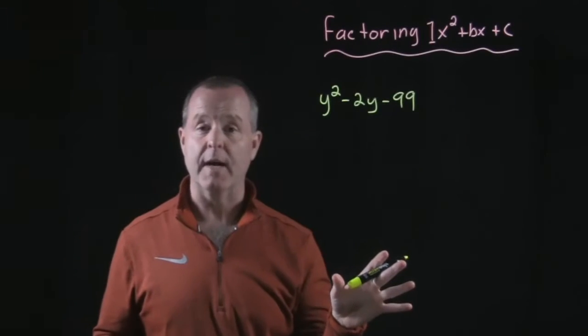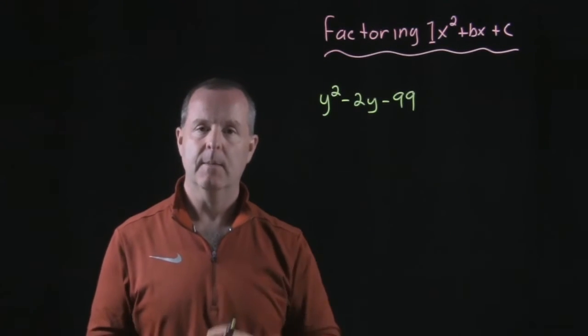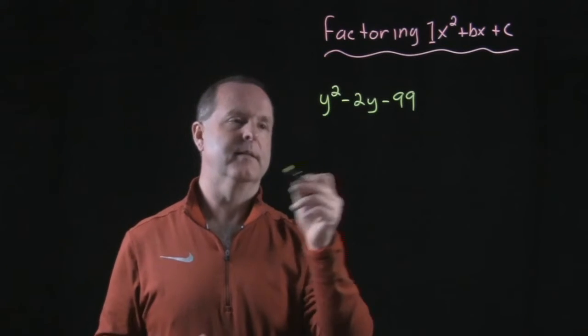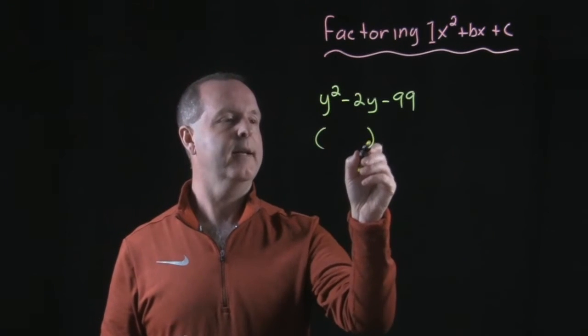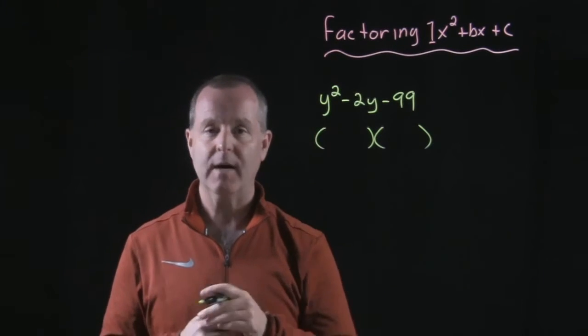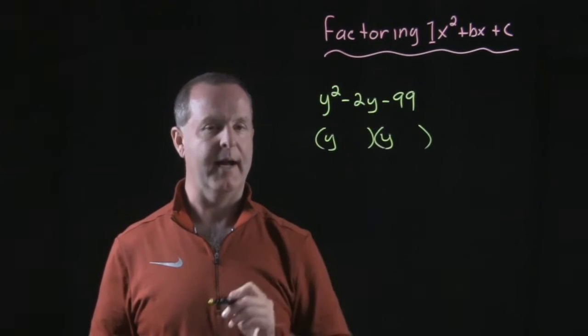We can also factor trinomials that are in the variable y. It doesn't always have to be an x, but the process is the same. Of course the process is the same. So let's go ahead and put in parentheses. First times first has to make a y squared. The only way to do that is a y times a y.